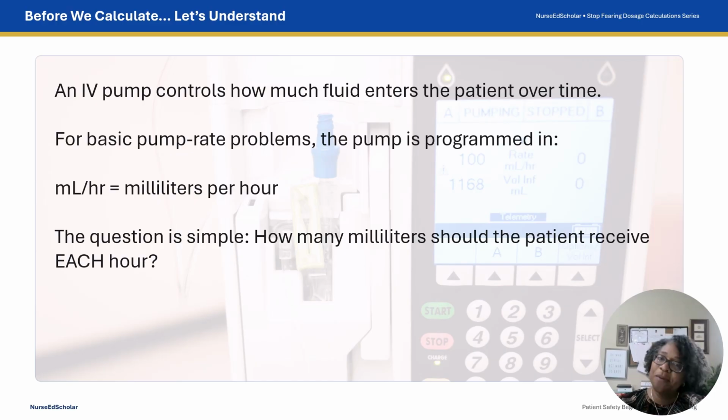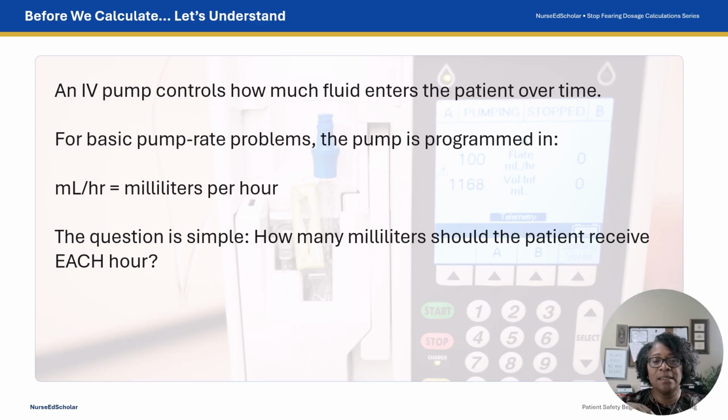Okay, so before we calculate, I always want you to understand. I know that if you're watching this video, you may know more than someone else, but I always want to make it to where this is enough information for anyone who's watching. So let's start with the basics, okay?